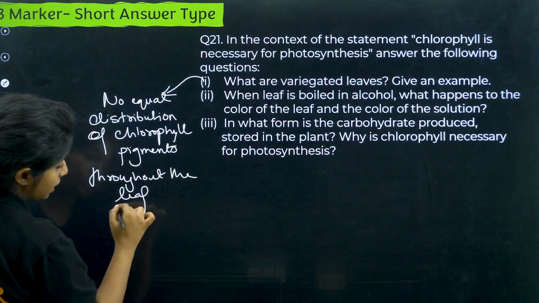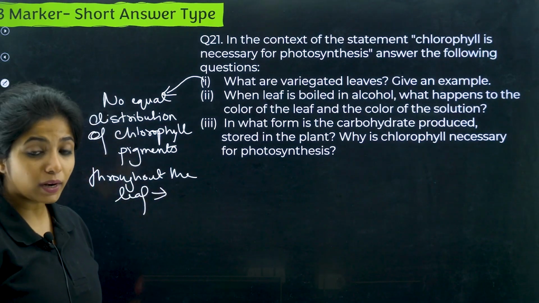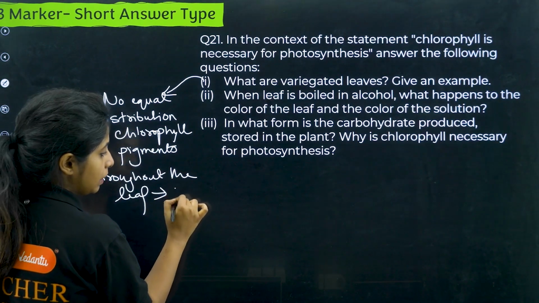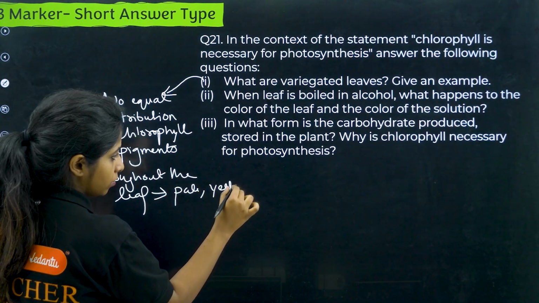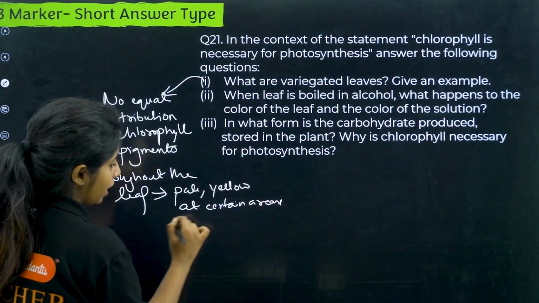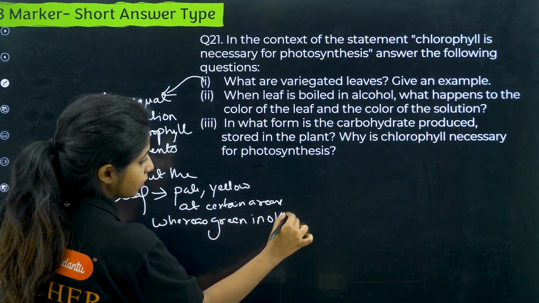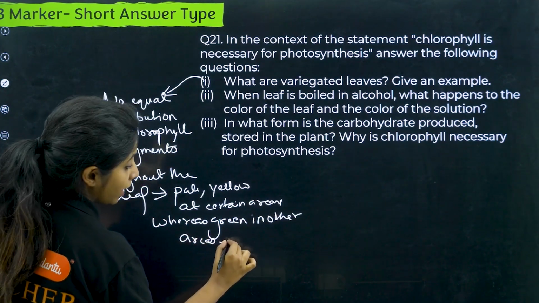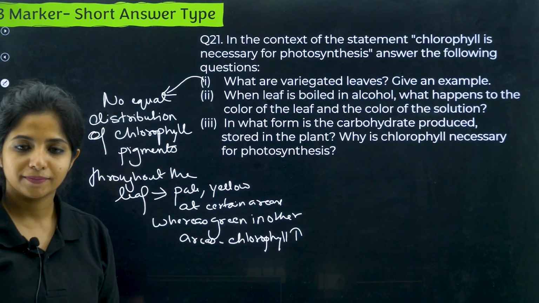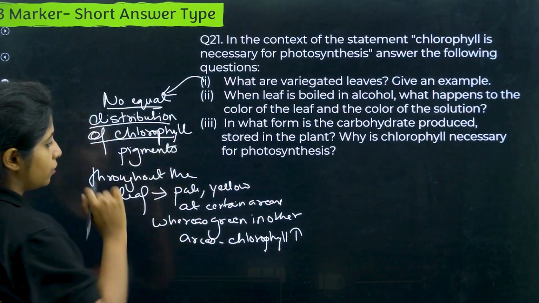Now if the distribution is not equal, then what happens to the plant? The leaf will be pale or yellow at certain areas, whereas green in other areas where the chlorophyll is more, my dear children. So you have to write: variegated leaves are the ones that do not have equal distribution of chlorophyll. Done? Okay.